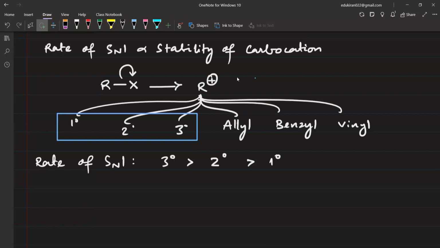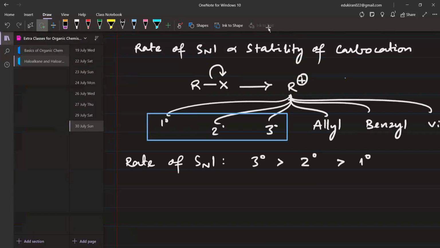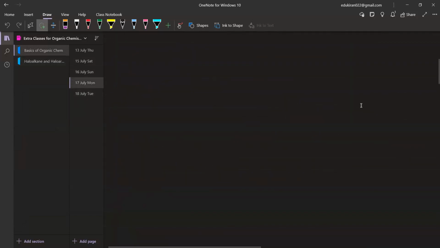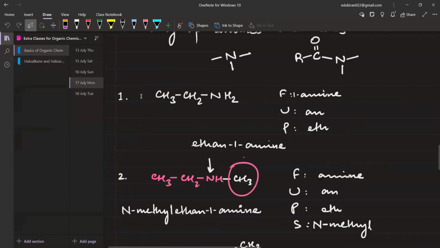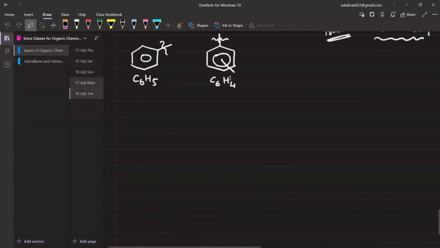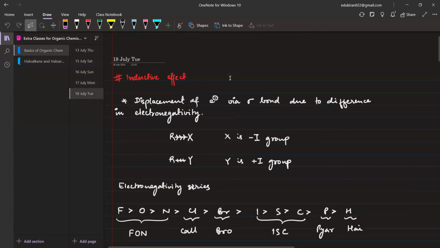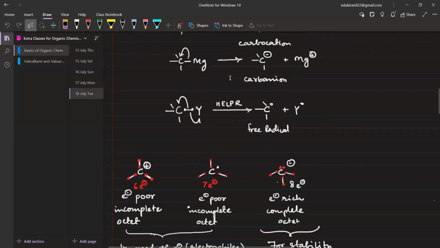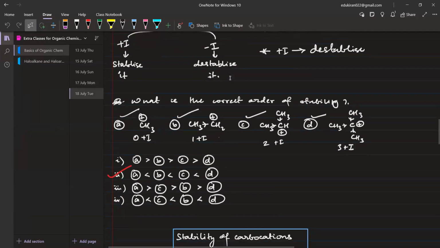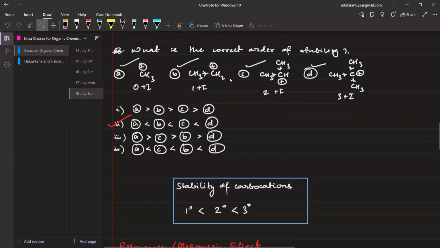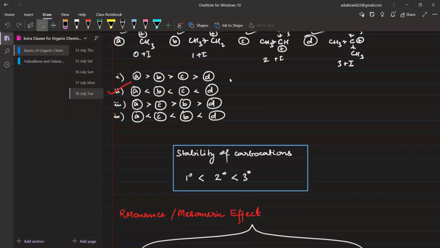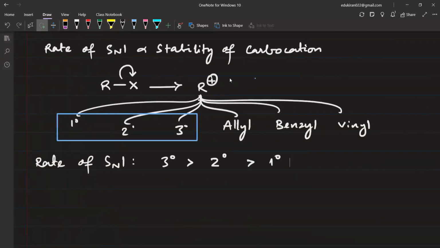See, guys, we have seen this in organic chemistry, and in the last class about the carbocations. In this we have seen the inductive effect. See here, this is 3 degree, this is 2 degree, this is 1 degree. For stability of carbocation, the least stable is 1 degree, then 2 degree, and the most stable is 3 degree. So the rate of SN1, you are going to remember it like this: 3 degree, 2 degree, and then 1 degree.